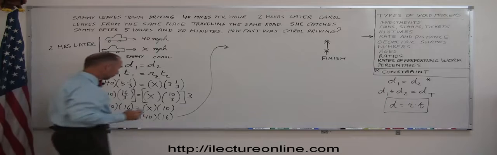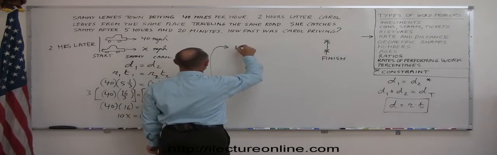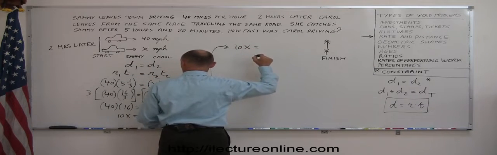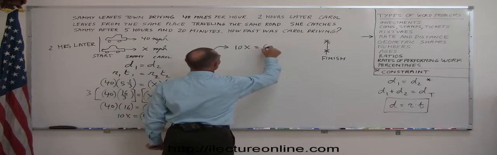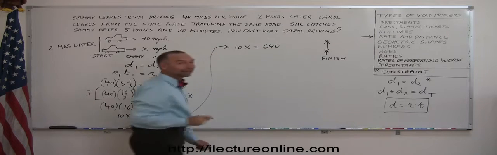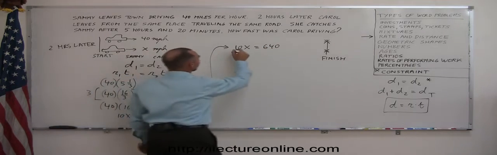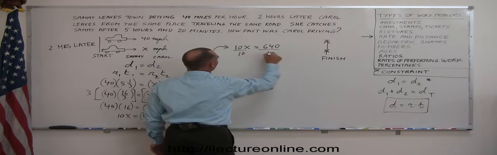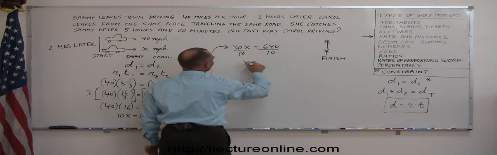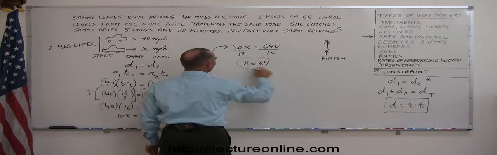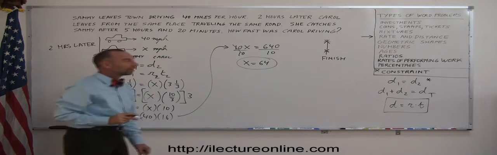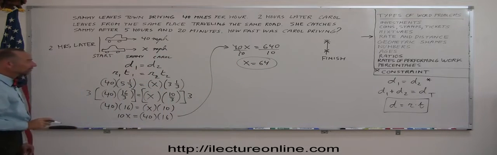4 times 6 is 24. That's 640. So 10x is equal to 640. And now I can go ahead and divide both sides by 10. That cancels this, and I get x equals 64. So 64 is the rate at which Carol travels.